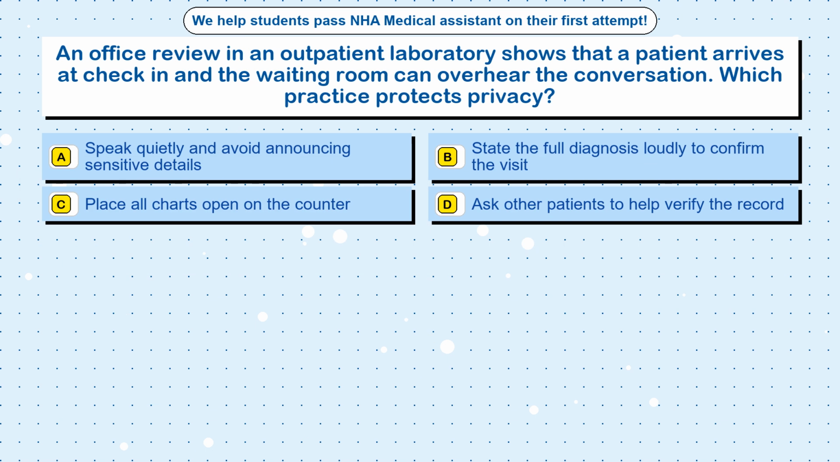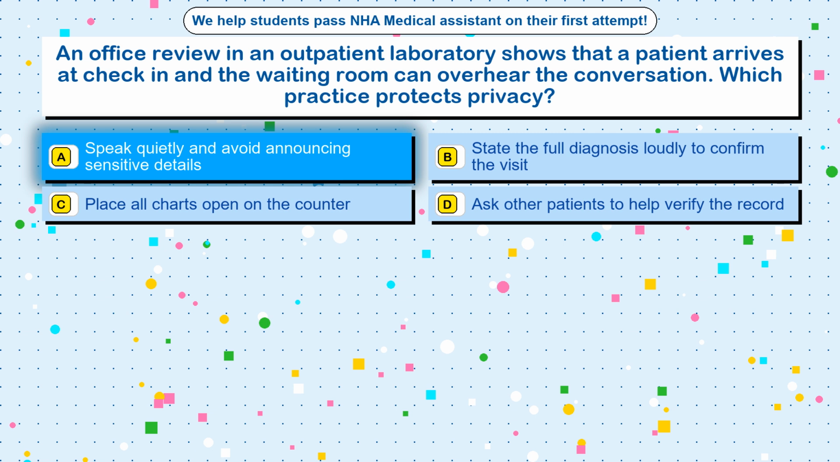Question 72. An office review in an outpatient laboratory shows that a patient arrives at check-in and the waiting room can overhear the conversation. Which practice protects privacy? Option A. Speak quietly and avoid announcing sensitive details. Option B. State the full diagnosis loudly to confirm the visit. Option C. Place all charts open on the counter. Option D. Ask other patients to help verify the record.